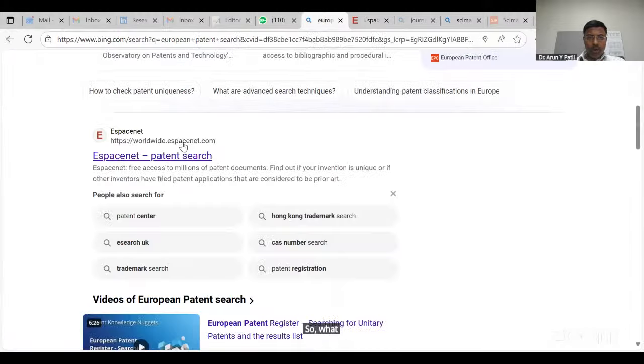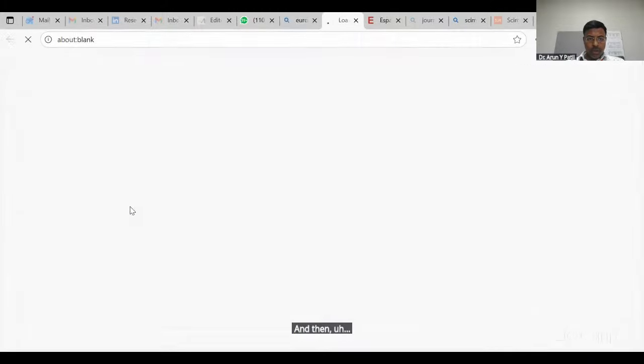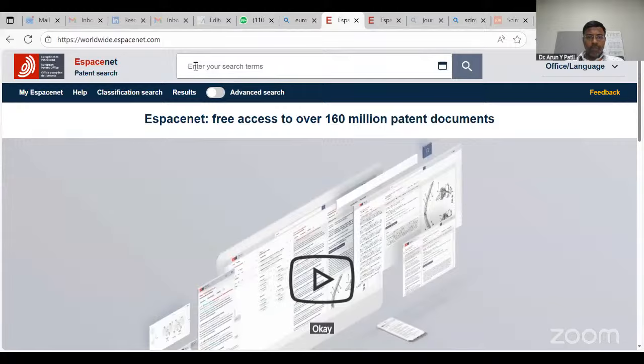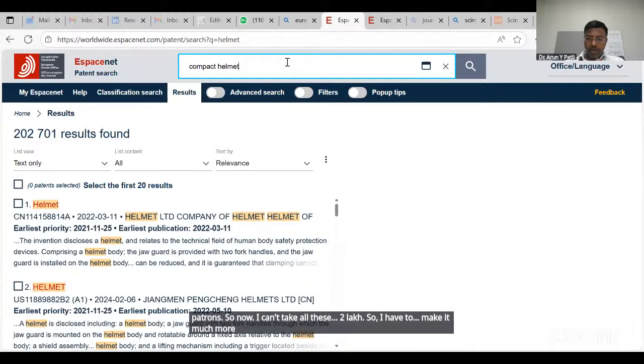I'll just quickly repeat this. What I did was I went to European patent search and then searched through this. Here I mentioned helmet. When I searched through that, I got a hit of 2 lakh patents. Now I can't take all these 2 lakh, so I have to make it much more relevant. It is a compact helmet which I am trying to work on.